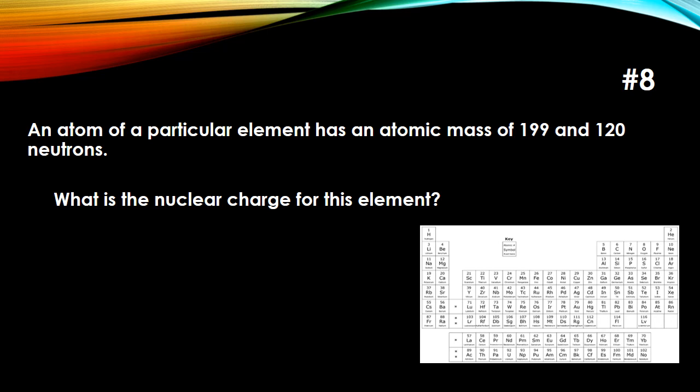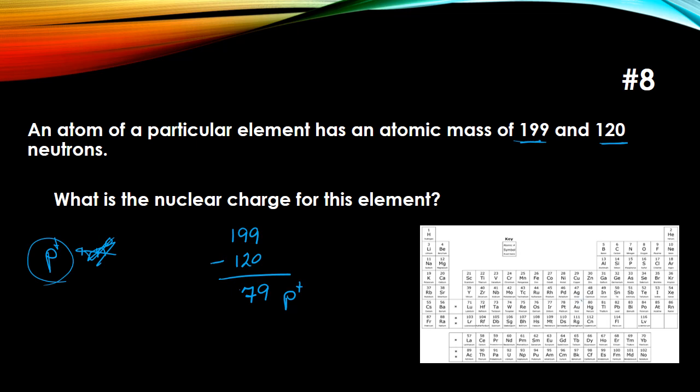Okay, nuclear charge for this particular element. Well, what's in the nucleus of an atom? Protons and neutrons. Good. Those are both in the nucleus. What's the charge on a neutron? Yeah, it's 0, nothing. So the charge on the nucleus has to be the same as the number of protons. So if an atom has an atomic mass of 199 and it has 120 neutrons, how am I going to find the number of protons? Well, that's simple. We're going to subtract. So 199 minus 120, that's 79 protons.